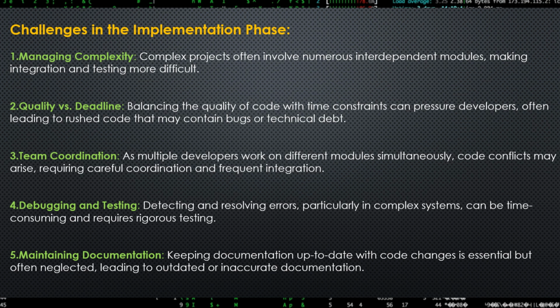5. Maintaining documentation. Ensuring that documentation is updated as code evolves is critical, but often neglected, leading to outdated or inaccurate documentation. Integrating documentation into the development process, such as using code documentation generators, for example, Doxygen, and enforcing documentation updates during code reviews, can help. Treating documentation as an integral part of the development process is essential to avoid confusion down the line.